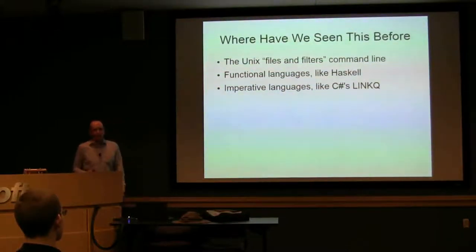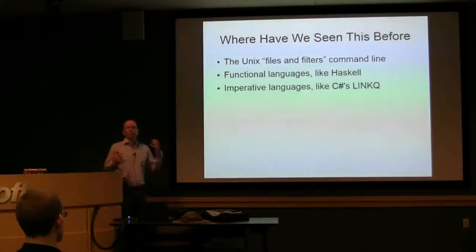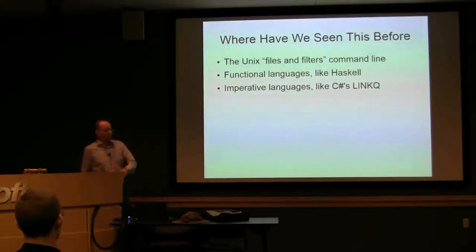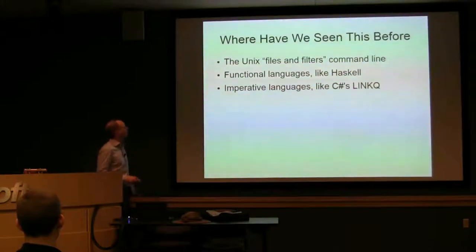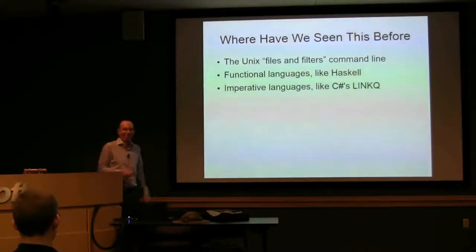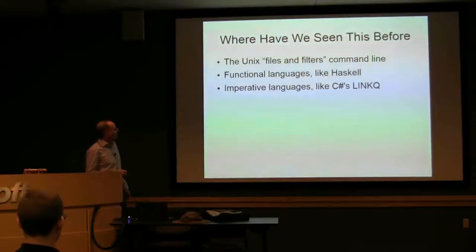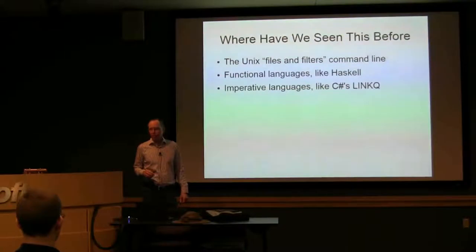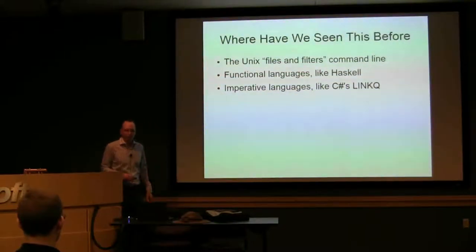The Unix files and filters command, incredibly successful. It's what makes Unix so successful. Everything is broken down into files: input comes from files and the output goes to files, and then you have programs that read files and write files in the center. Functional languages like Haskell do the same thing, and imperative languages like C-sharp's Linq have a sort of assembly line component model like this.